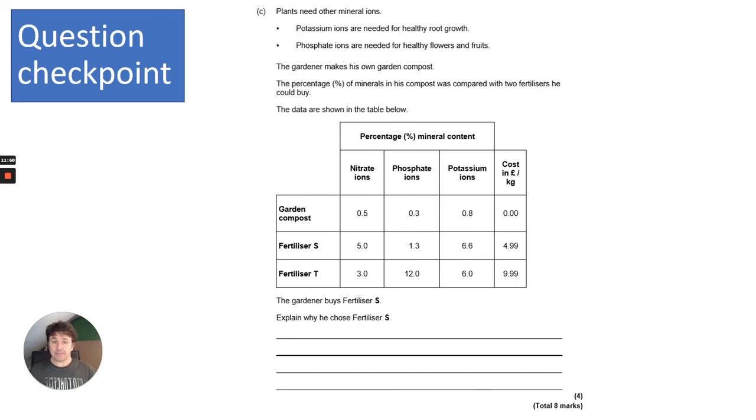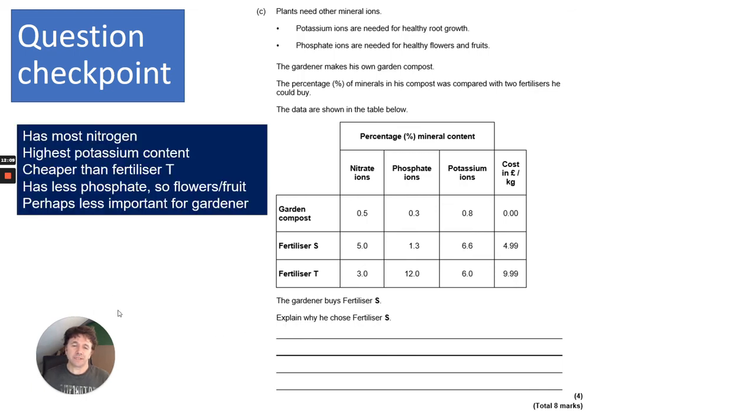So again, this is about different types of ions, and it shows you some data. And it says the gardener buys fertilizer S. Explain why they chose S. Okay, so there's 4 marks here, so you need to really look carefully at the data. So I'm going to show you the answer up above. So first of all, S does have more nitrogen, more nitrate ions compared to T. It also has the highest potassium content of the 3.